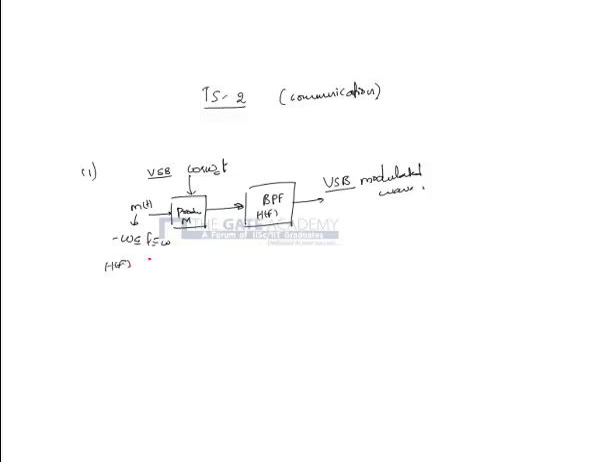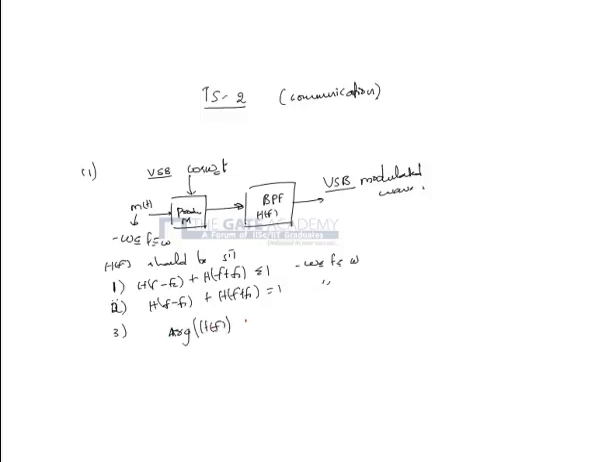Now the question also says H(f) should be such that 1, H(f minus fc) plus H(f plus fc) is less than or equal to 1 within the bandwidth of interest. 2, it says H(f minus fc) plus H(f plus fc) is equal to 1 within the bandwidth of interest, and 3, argument of H(f) is constant, and 4, argument of H(f) is linear.